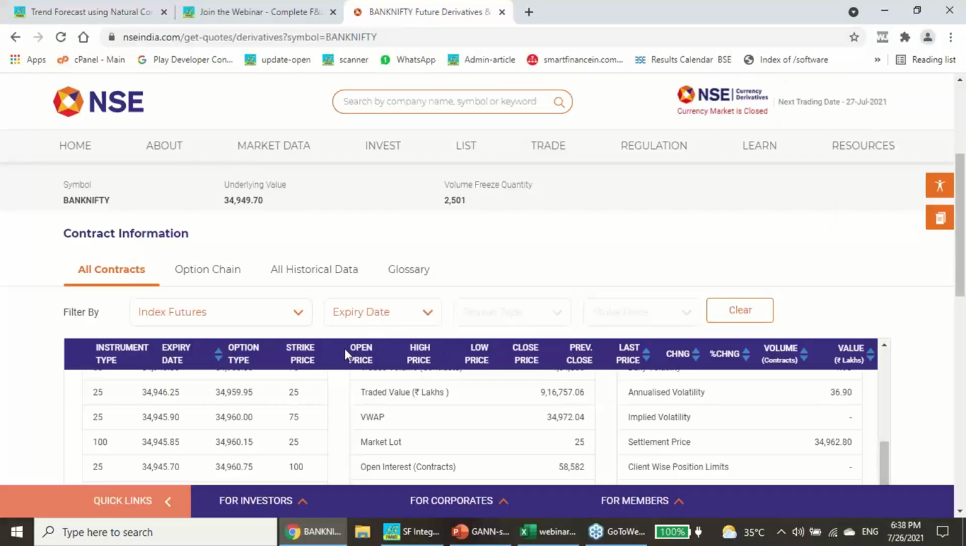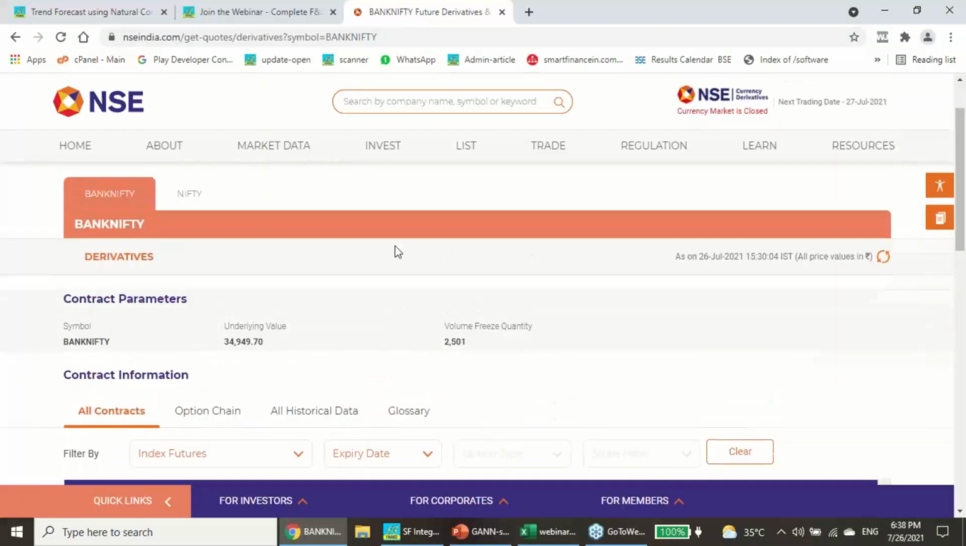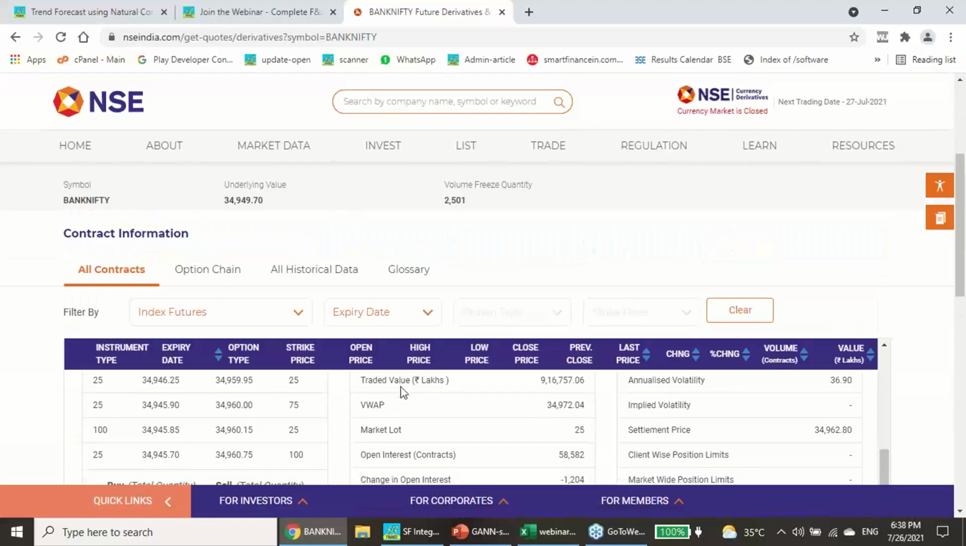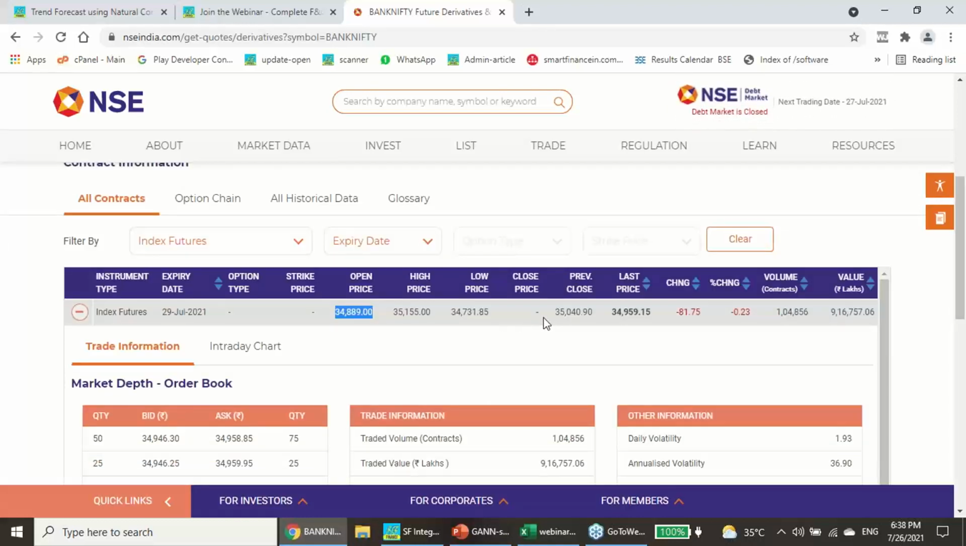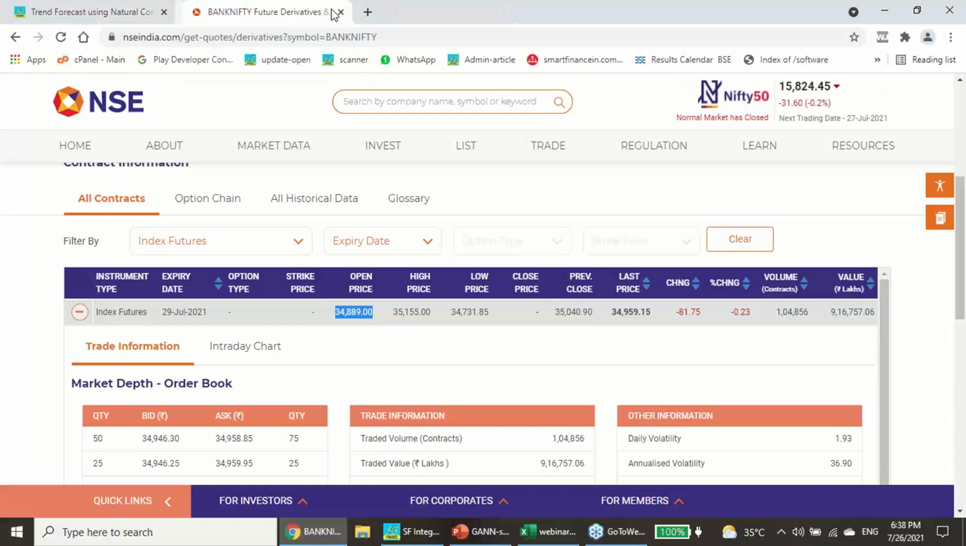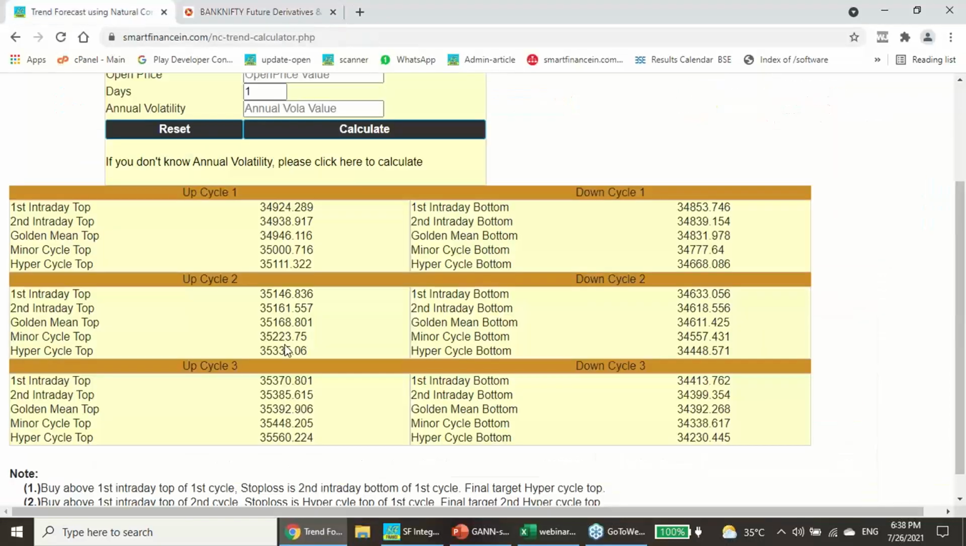Let us see what happened today. If you look at these price points, it went high to 35,155, low to 34,732, and it is settling at 34,959.